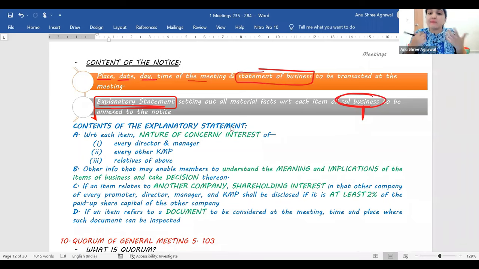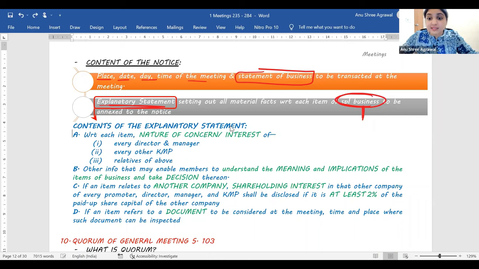In this explanatory statement, what will we write? We will write about the nature of concern and interest. That is, in that special business, if our director, manager, KMP, or relatives, four people, have any interest or any connection with the special business, we have to disclose the details. Number two, any other matter which will help the members to make a decision on the matter.